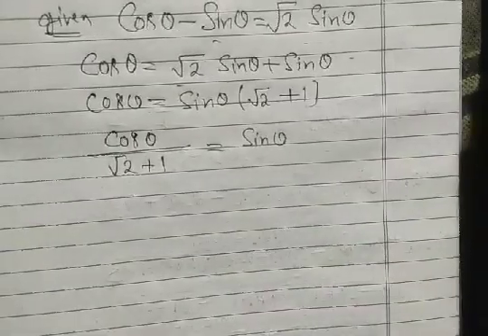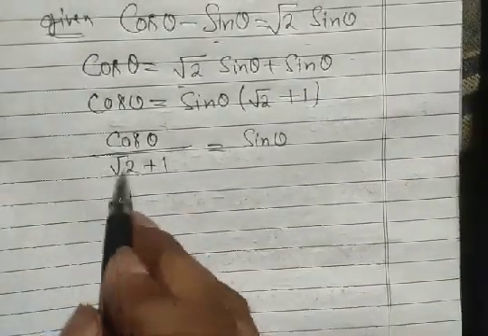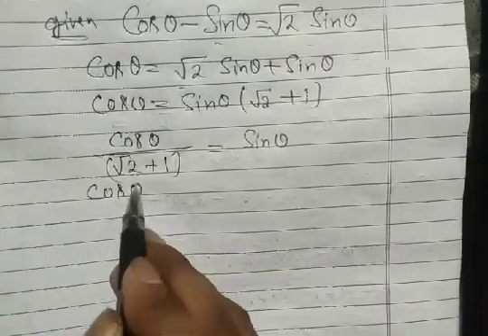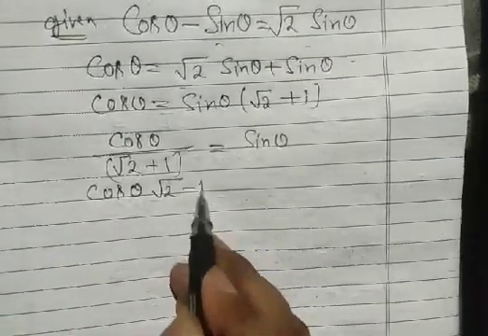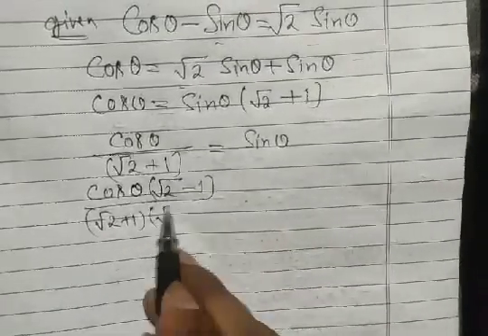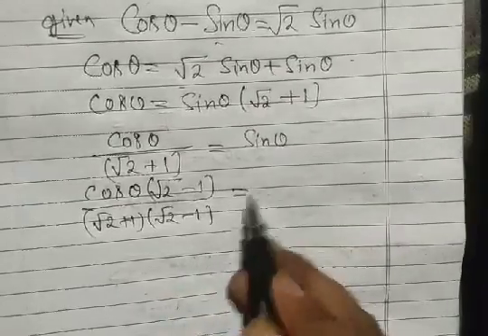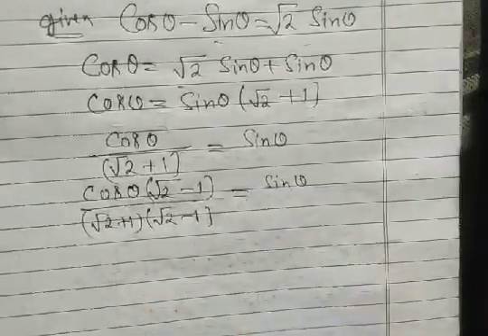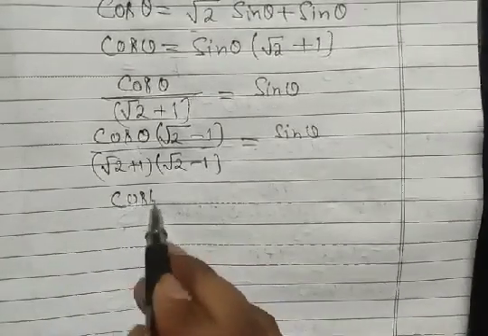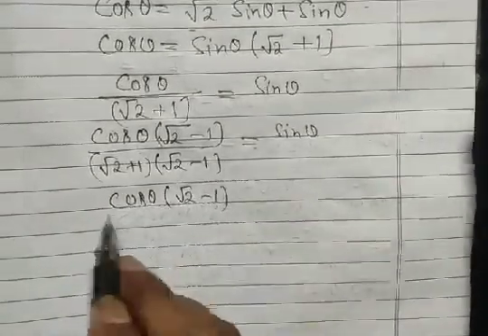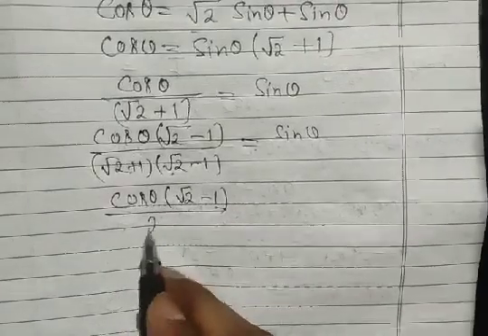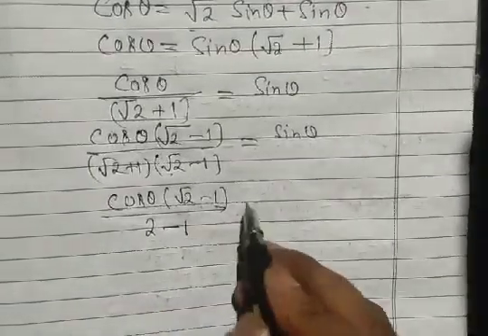Now we are going to rationalize the denominator of our left hand side. We have cos theta, and we are going to multiply by root 2 minus 1 over root 2 minus 1, rationalizing the denominator of root 2 plus 1 on the left hand side. Now here we have cos theta times root 2 minus 1. In the denominator we have a plus b times a minus b, so we have root 2 square is 2, and 1 square is 1.